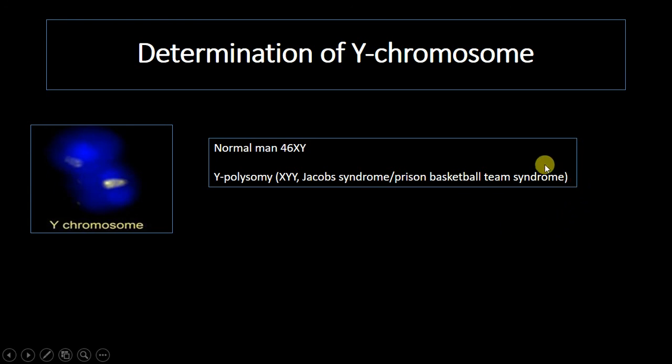the study determines one more Y chromosome in the man, the genetic formula will be 47,XYY, and this syndrome of the man is called Y polysomy, XYY syndrome, or in other words, Jacob syndrome. We said it in the previous educational semester about this disease. It also has a very interesting name, prison basketball team syndrome.